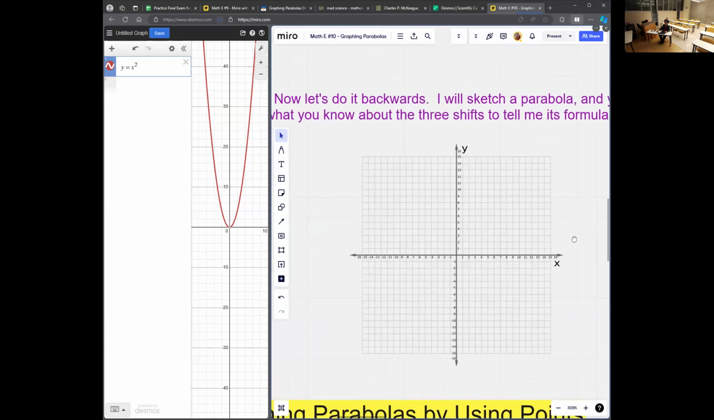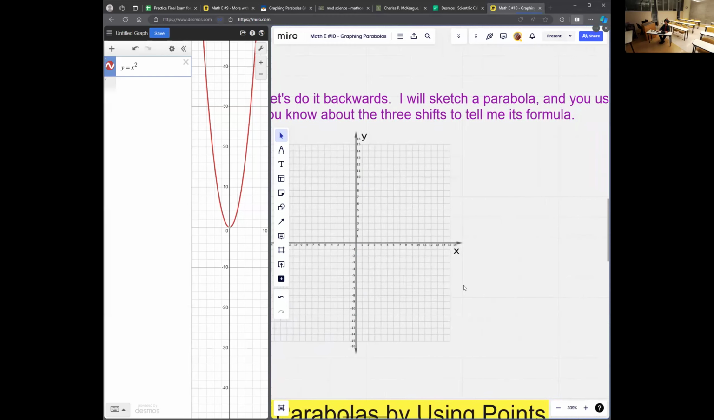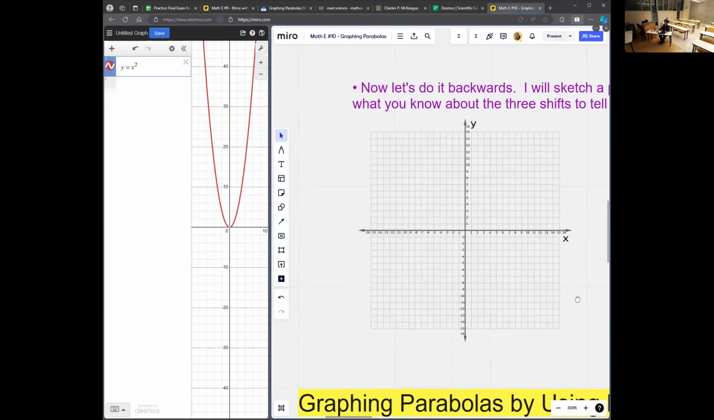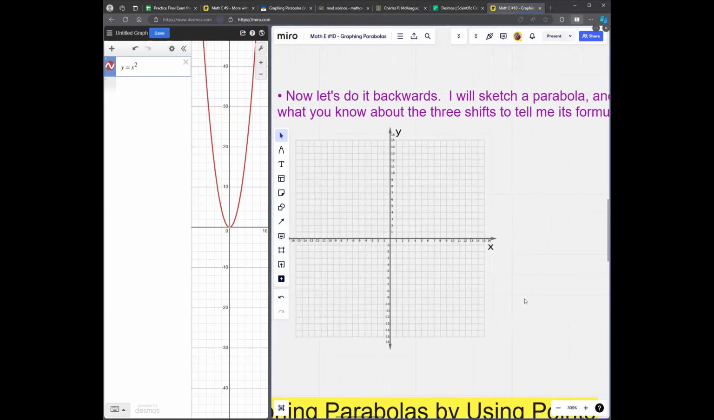So if I say here is a parabola, and its vertex is right here. Oh no, let's do it right here.